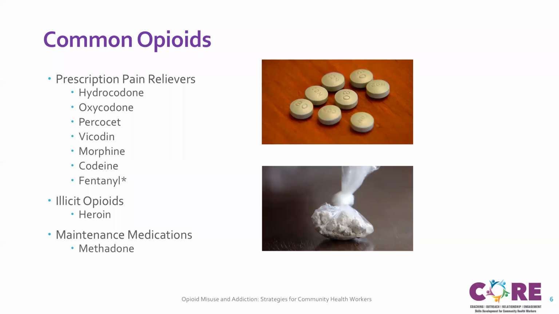What distinguishes heroin from some of these prescription pain relievers is that it usually comes in a powder form, which is mixed with a variety of things. But what's key to know is that we don't always know the potency.